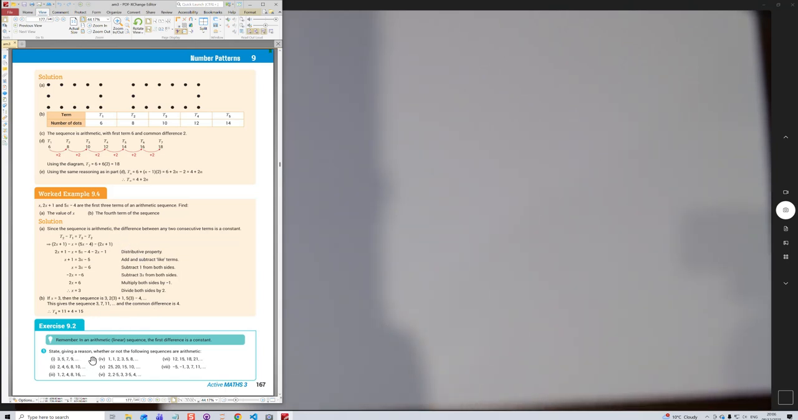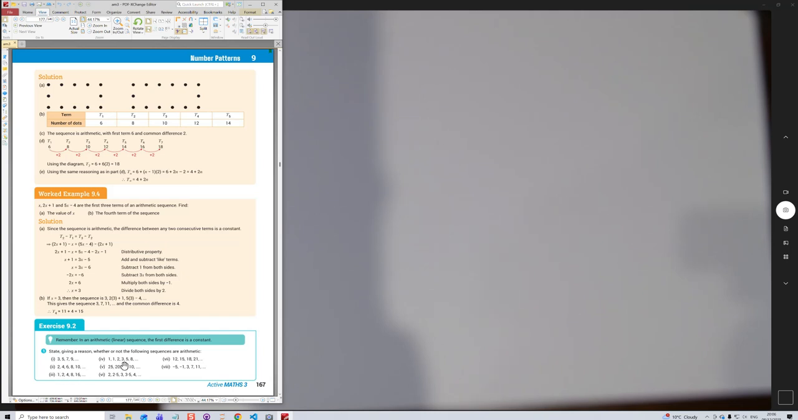Now state, giving a reason, whether or not the following are arithmetic. Okay, I can see a difference of 2, yes. Always give the same reason: the first difference is a constant. 2, 4, 6, 8. Yeah, we're skip counting. Anything skip counting is definitely arithmetic. 1, 2, 4, 8. No, we're doubling, so there's a no to that one.